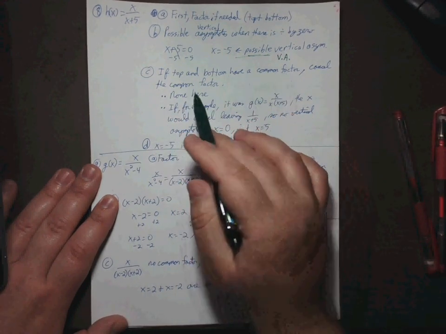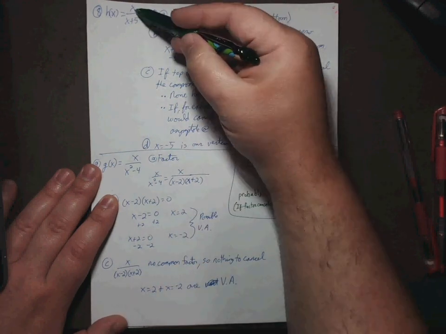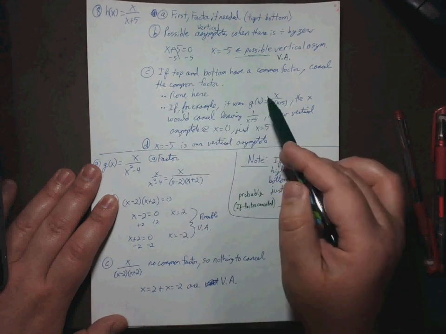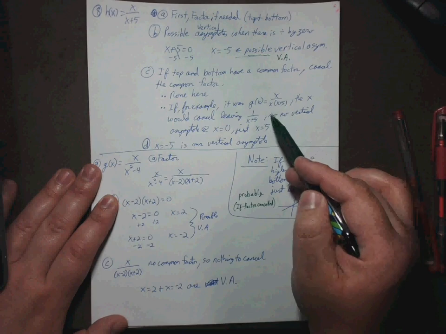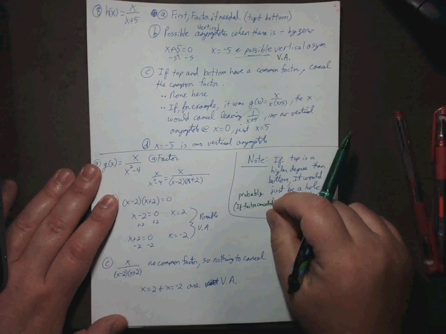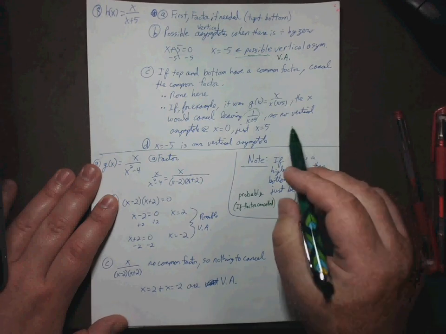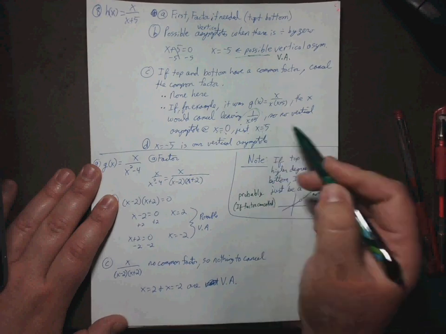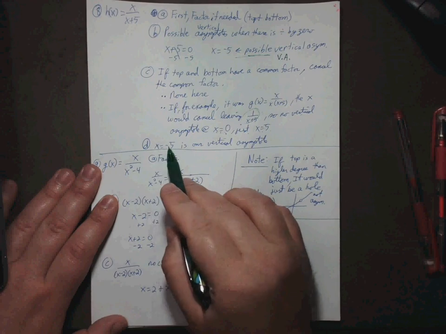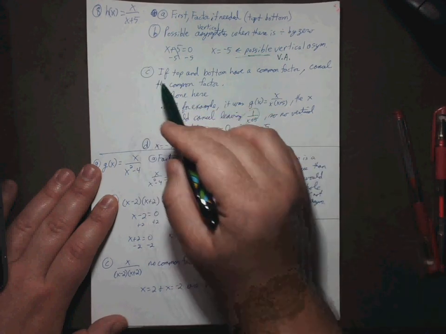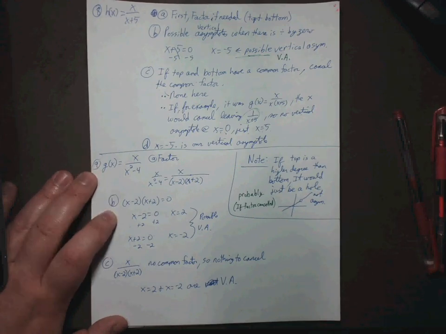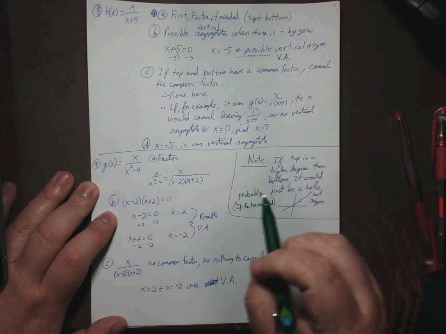If the top and the bottom have a common factor, you would cancel that common factor. Now this one doesn't, but I'm going over an example here. If, for example, you had g of x is x over x times x plus 5, x would cancel, leaving you with 1 over x plus 5. So there would be no vertical asymptote at 0, just at x equals negative 5. X equals negative 5, therefore, is our vertical asymptote because nothing canceled that was still in the denominator. So this is our answer, x equals negative 5.